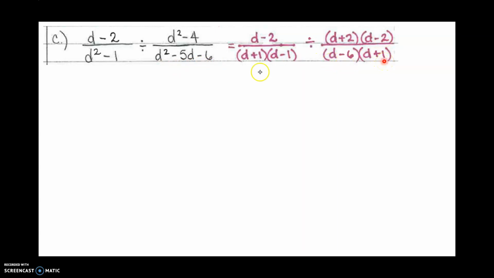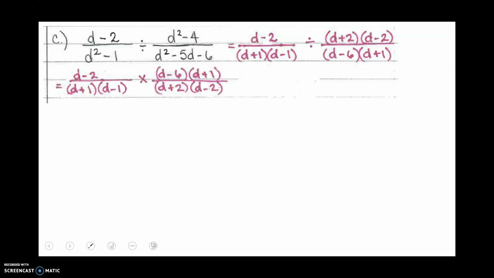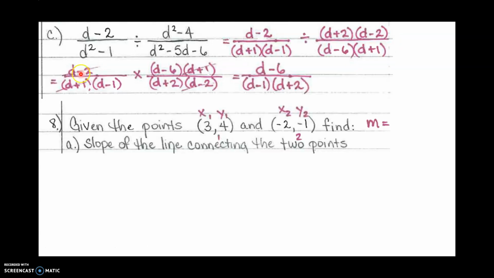All right, so again, we want to stay, change this to multiplication, flip this fraction so that we're multiplying by the reciprocal. All right, then we want to see if there's anything that can cancel out. So you'll notice that my d minus 2's drop out and my d plus 1's drop out. So remember, when you're canceling, you can cancel up and down. You can cancel diagonally. You just cannot cancel horizontally.